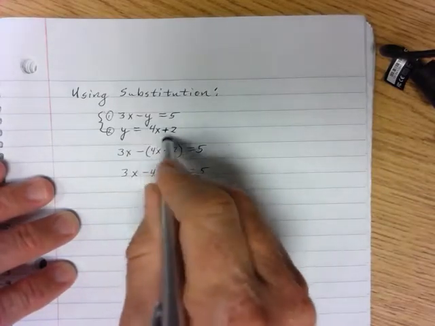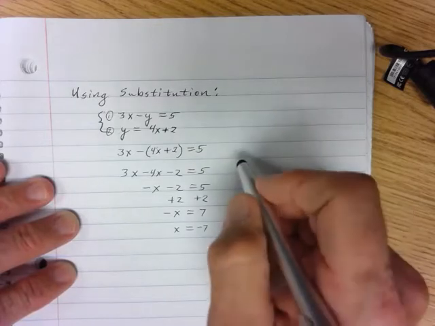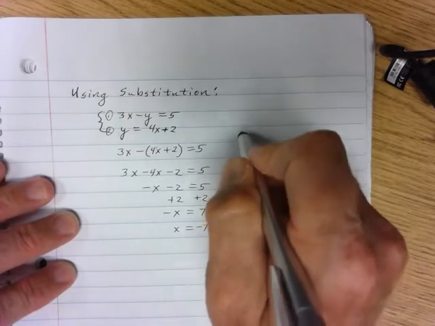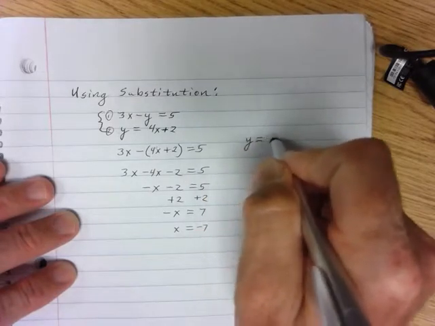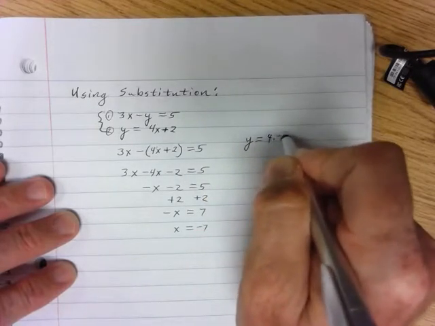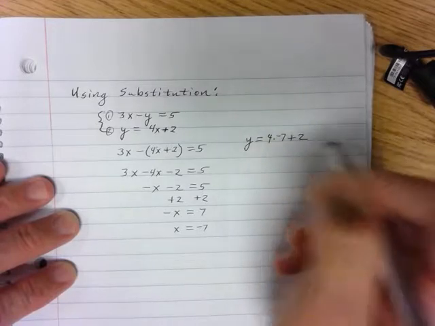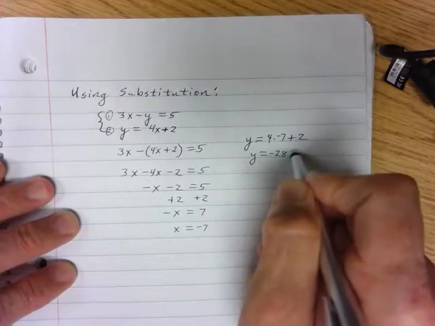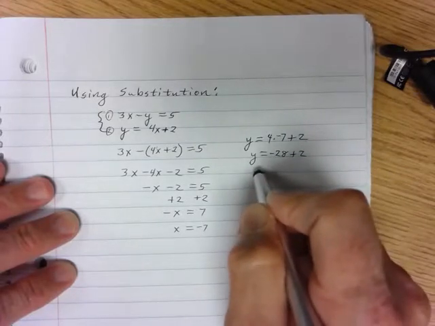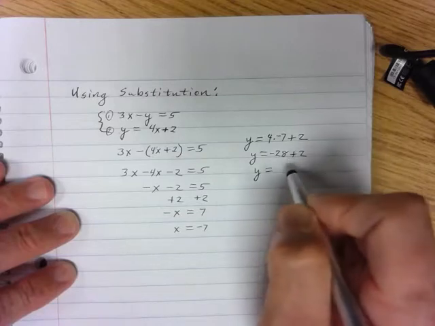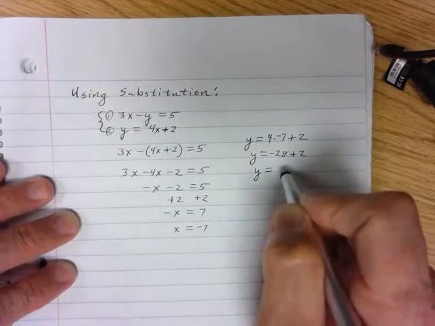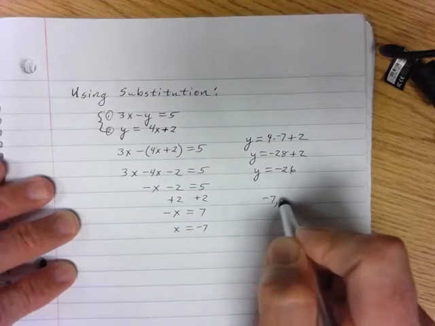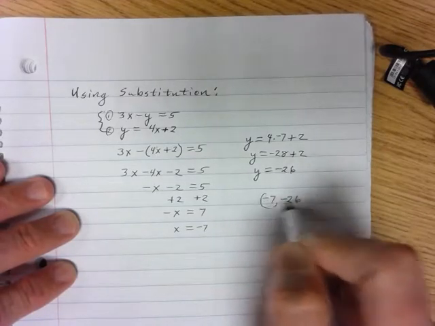In this case, why not just put it into the second equation? So I'm going to put the value of negative 7 into the second equation. I get y is equal to 4 times negative 7 plus 2. So y is equal to 4 times negative 7 is negative 28 plus 2. And I get y is equal to negative 26. So my ordered pair solution is negative 7, negative 26.